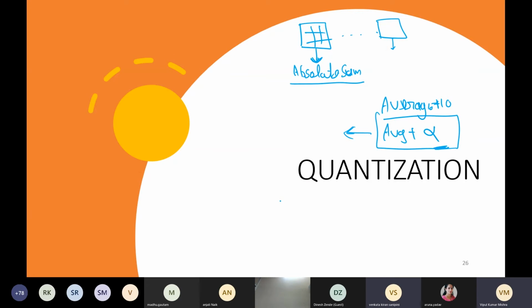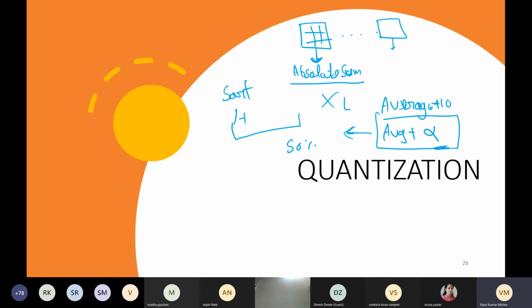Or there is another method. Suppose we have taken the absolute sums and we sort them, so the higher absolute sums come first, from high to low. Now, suppose I say I want 50% pruning. Automatically the top 50% we have selected and the other 50% we have deleted. That is another way to find the threshold. I hope it answers. Okay, sir.